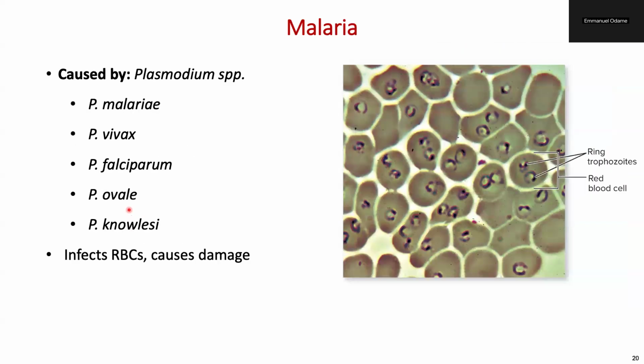So let's dig into malaria. It's caused by the Plasmodium species, so it can be from any of these Plasmodium species. It can be from P. malariae, P. vivax, falciparum, ovale, and also knowlesi. And it affects basically your red blood cells, causing damage to them.